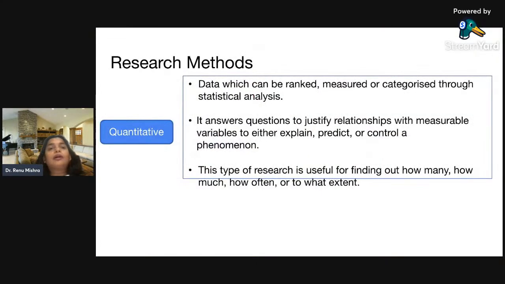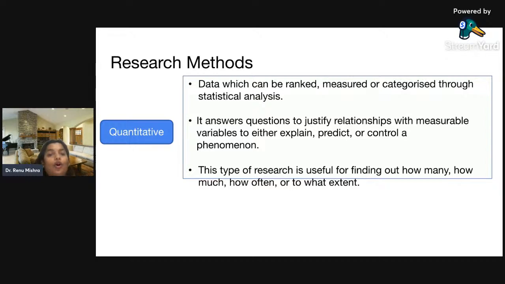Now let's talk about quantitative. Whatever kind of data you are collecting gets the nature of being statistical, quantifiable, numerical in nature. That's the difference between quantitative and qualitative. In qualitative, the data is detailed, focusing on how and why. In quantitative, it becomes what.